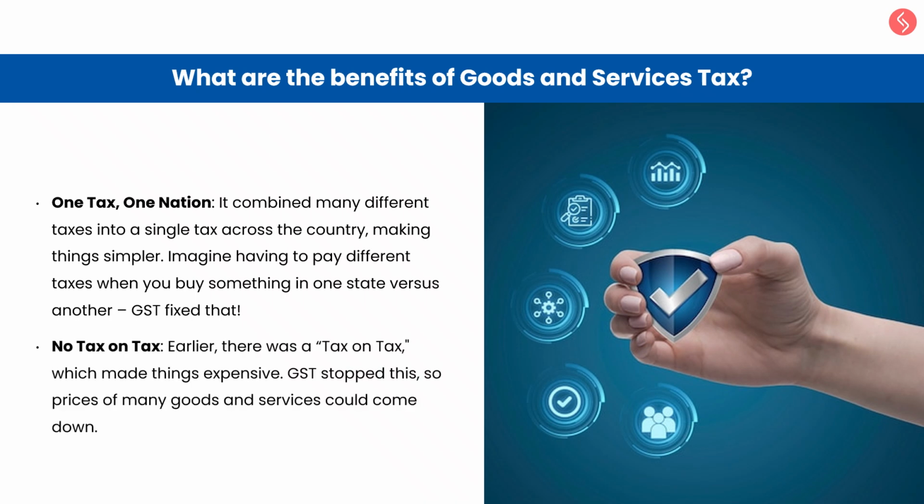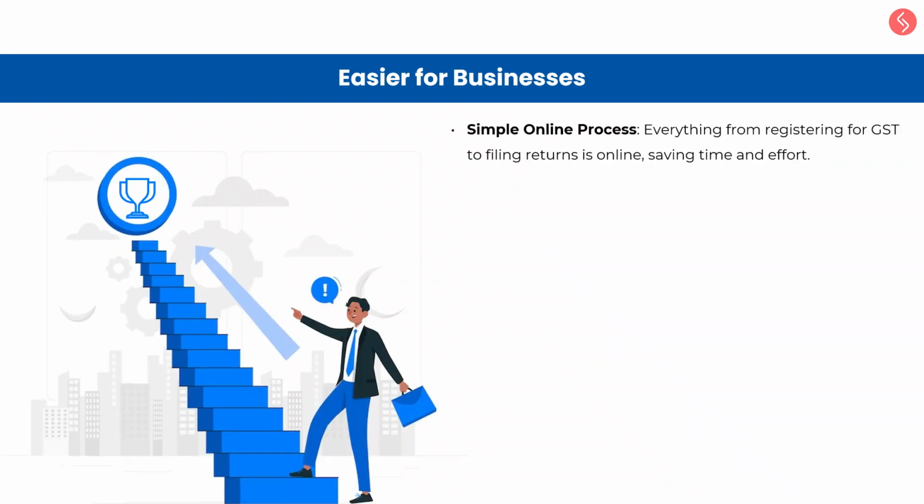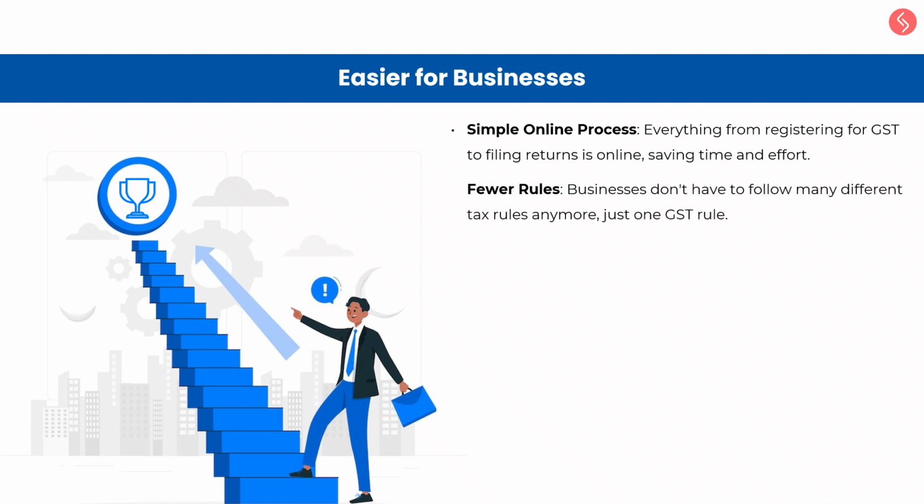No tax on tax. Earlier, there was a tax on tax, which made things expensive. GST stopped this, so prices of many goods and services could come down. Easier for businesses. Simple online process. Everything from registering for GST to filing returns is online, saving time and effort. Fewer rules. Businesses don't have to follow many different tax rules anymore, just one GST rule.